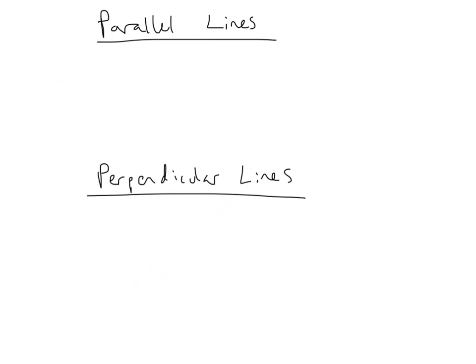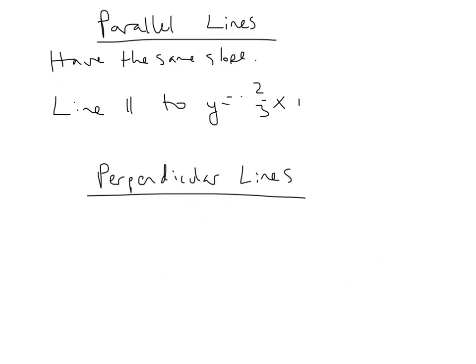Now, one additional wrinkle I'm going to add today is I'm going to talk about the slopes of lines that are parallel and the slopes of lines that are perpendicular. Now, parallel lines have the same slope. So, a line parallel, that symbol means parallel, to y equals negative 2/3 x plus 7 has slope m equals negative 2/3.